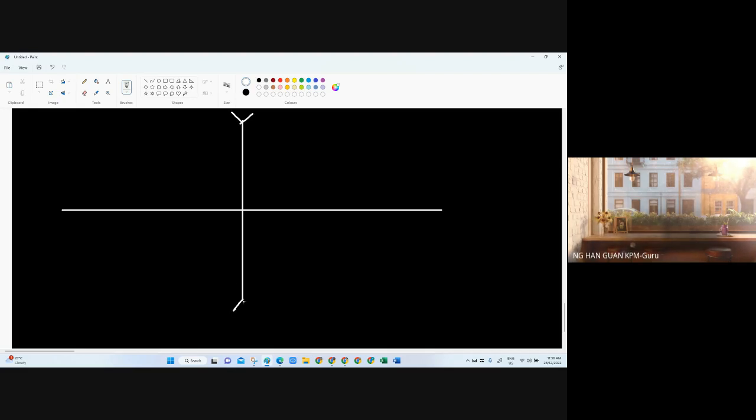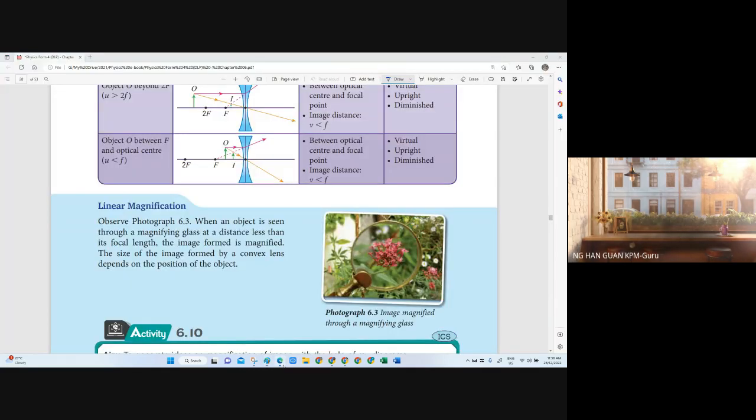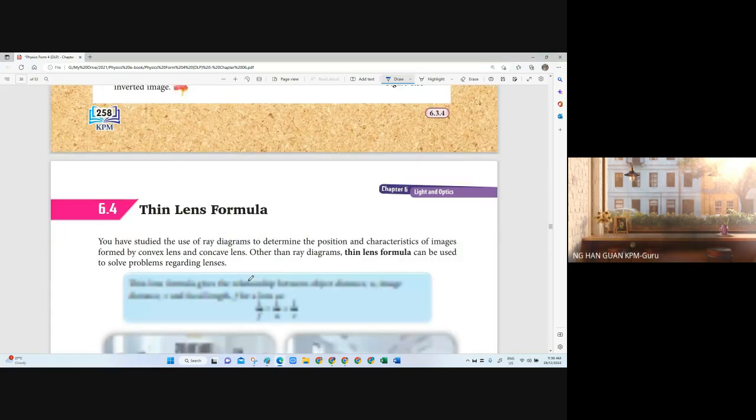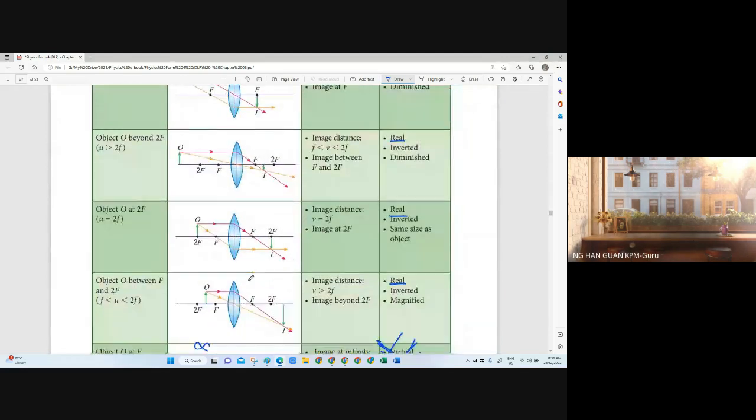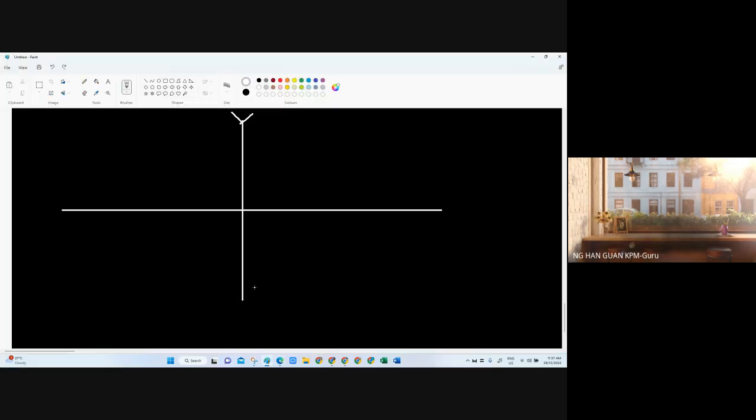So when there's a concave lens, it will show like this, right? Okay, so I think the textbook doesn't give this one. The textbook still uses the lens, so that you can understand the light entering the lens. If you want to show it, you can also just show the lens, for example like this. All right, so now we focus on the convex lens.